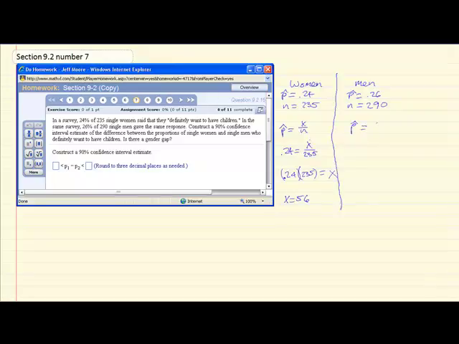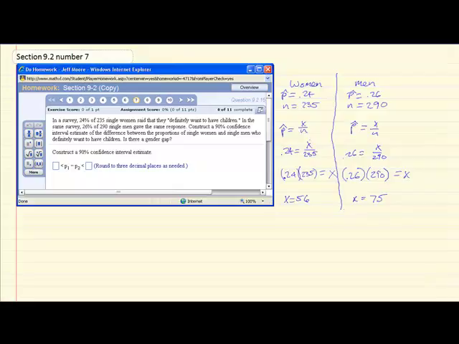So p hat equal to x over n, 0.26 equal to x over 290. So that means 0.26 times 290 will equal x for the men. And again, all that means is just 26% of 290. That's going to give us 75.4, which again we're going to round to 75.